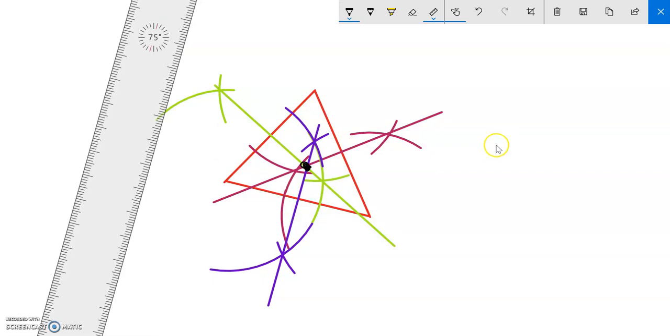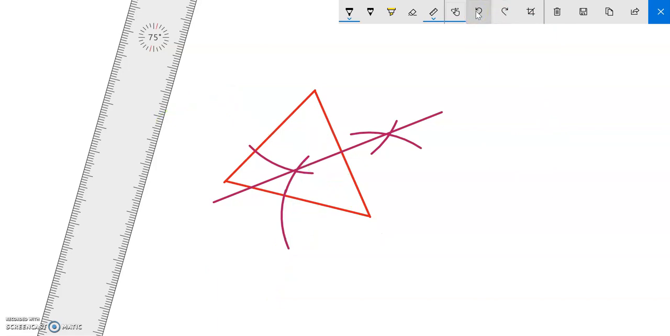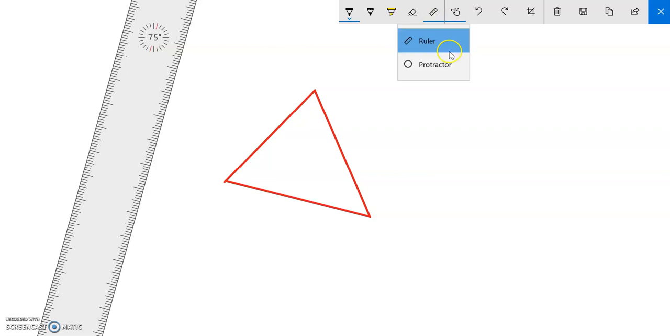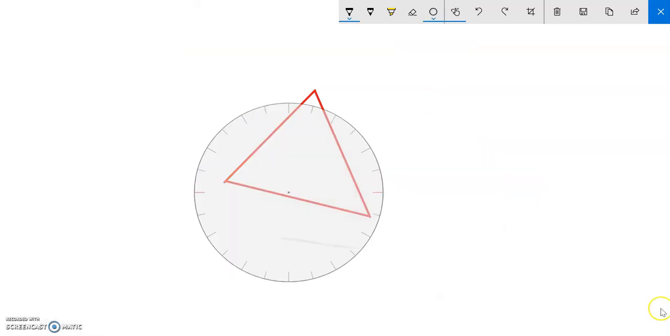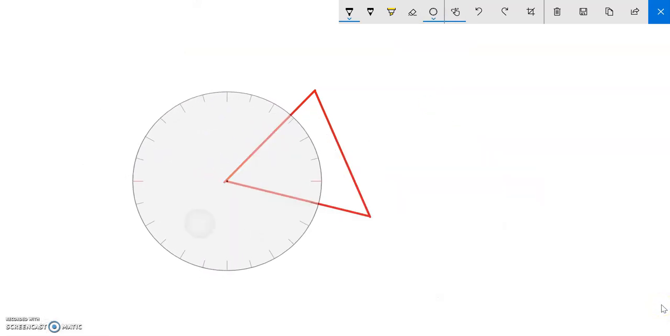So that was circumcenter. So next I will do incenter. Now instead of erasing the whole thing, I'm going to do undo just so that I don't have to redraw the triangle. Click, click, click, click, click. All right, incenter. Incenter is the perpendicular bisectors. So same idea. Grab my protractor and make some perpendicular... I'm sorry, not perpendicular bisectors, angle bisectors.